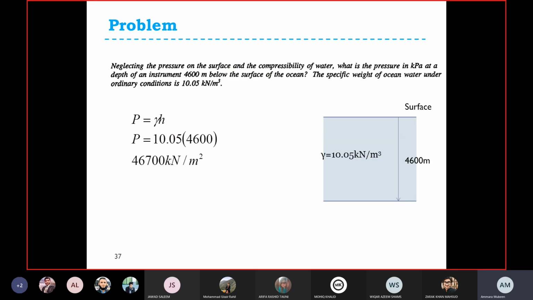Let's check some of the applications. Neglecting the pressure on the surface and the compressibility of water, what is the pressure in kPa at the depth of the instrument 4600 meters below the surface of the ocean? The specific weight of ocean water under ordinary conditions is given. So this is very simple. Just you need to apply this P is equal to gamma H equation.